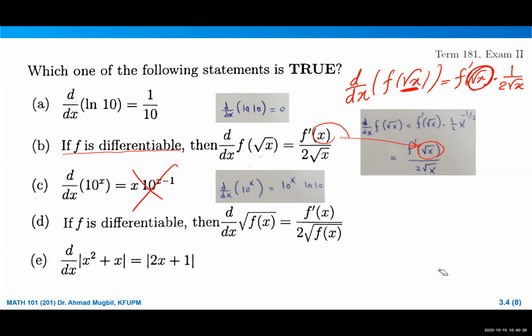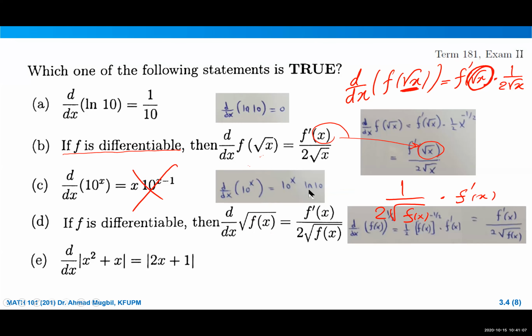Now, let's check this one. The derivative of the square root of the function, not the f of the square root. Compare this with this. Again, here we need to differentiate first the square root. You know what is the derivative of the square root of anything. It is 1 over 2 the square root. But now you need to multiply just by the derivative of the inner function. So what we will do to find the derivative, it will be 1 over 2 the square root of f of x times the derivative of what is inside. What is inside the root is f, so the derivative of f. And this is true. This is exactly what we have.